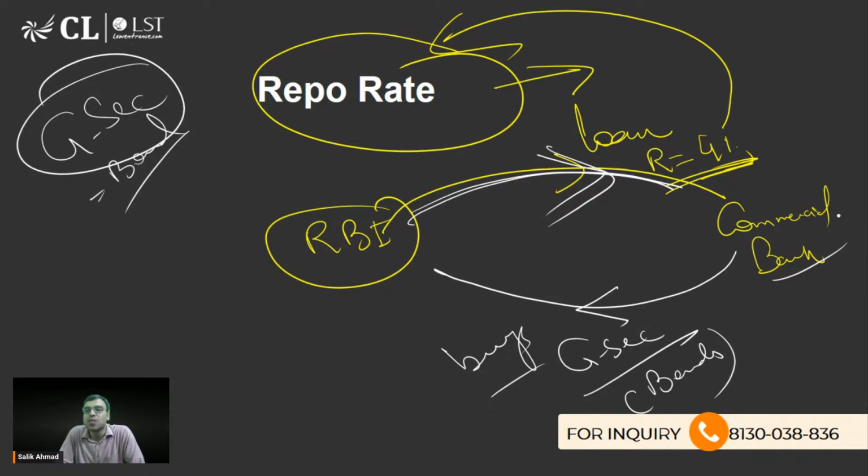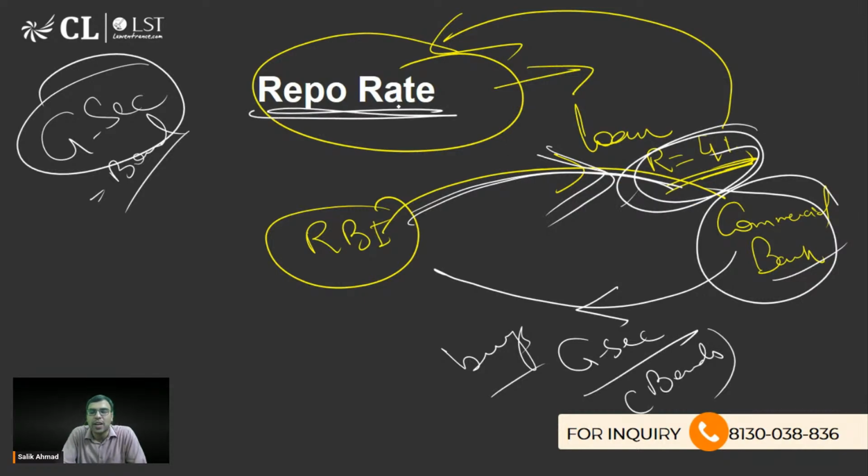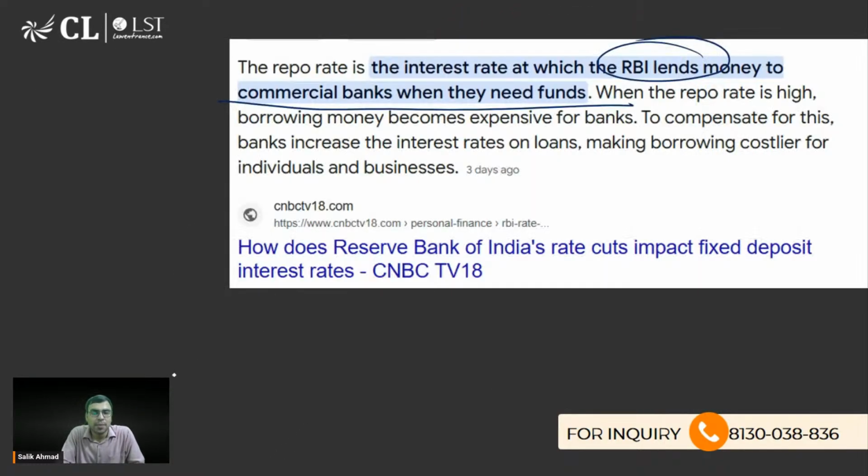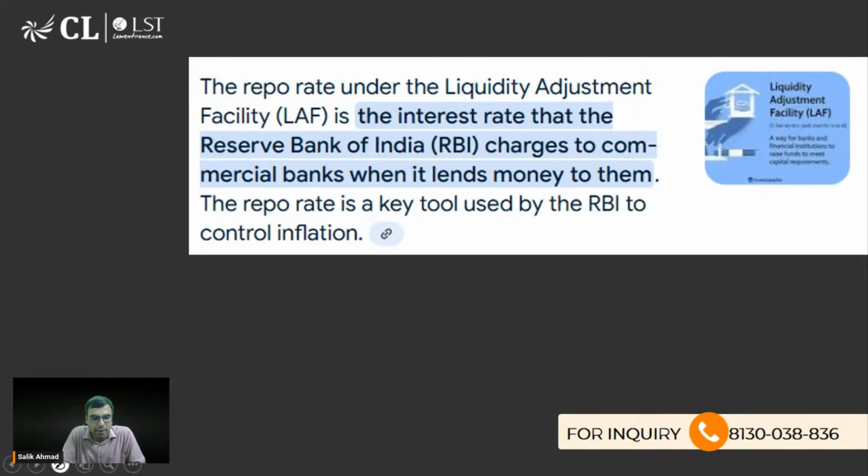तो अगर RBI लोन दे रही है किसी भी कमर्शियल बैंक को, तो जिस इंटरेस्ट पे दे रही है, that's called repo rate, and this is also called repurchase operation. ठीक है? That is what you should know. और रिवर्स रेपो रेट में exactly opposite हो जाता है. And this concept, इसको liquidity adjustment facility भी कहते हैं, है ना? When you say LAF, the thing that should come to your mind is RBI repo rate.